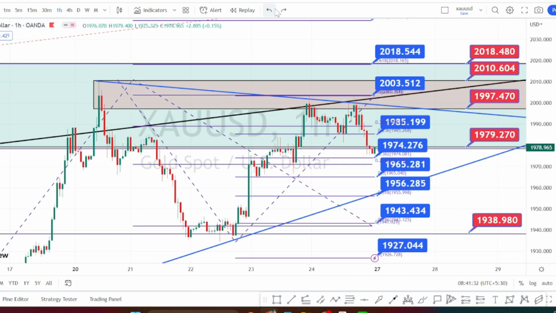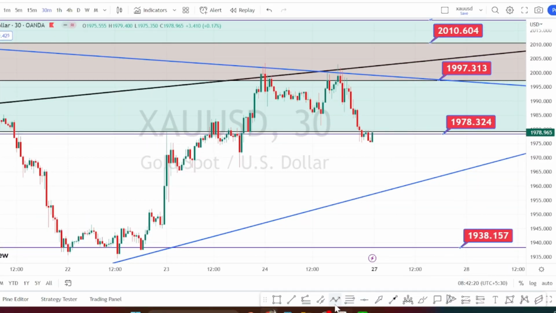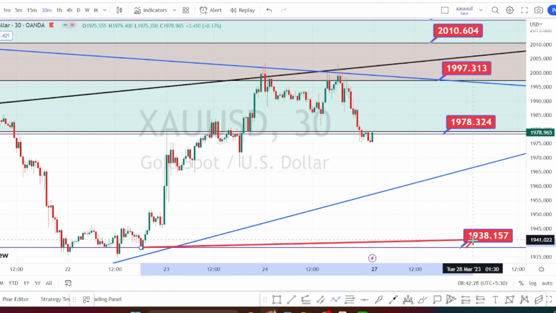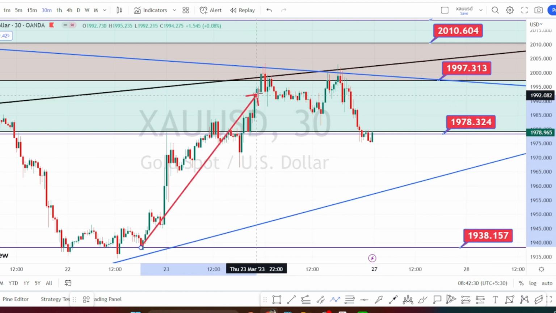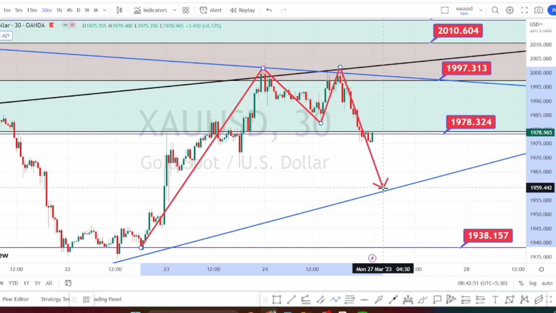Let us look at the price action in 30 minutes time frame. I am in 30 minutes time frame, and when we look at the price action in 30 minutes time frame, from the support level of 1938, we have noticed the price action continuously trend on the bullish side, and after testing this resistance zone between 2010 to 1997, we have noticed the price action form a double top pattern, and it has also breached the neckline of the double top pattern, and we are noticing the price action retrace back on the bearish side.